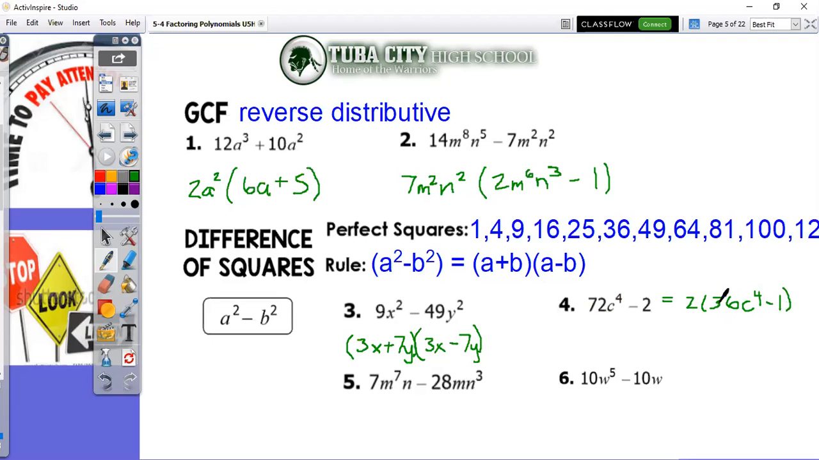Now, if I look at just what's in the bubble, 36c to the 4 minus 1, 1 and 36 are both square numbers. So that means I can use the difference of squares. The square root of 36 is 6. C, so I have c to the 4, but remember this is a power, so c to the 4 means I have 4 c's.